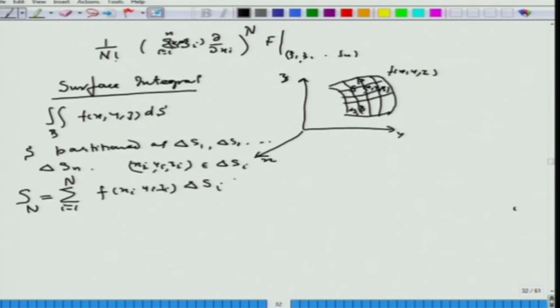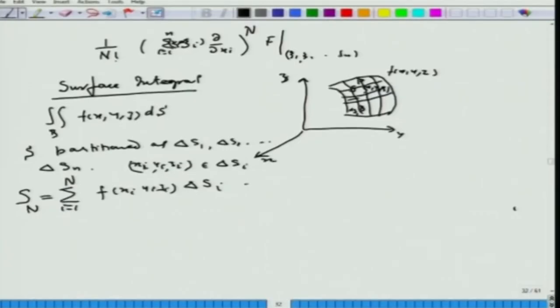Now, here these surfaces are partitioned into sub surfaces in such a way that the maximum surface area goes to 0. That is what is to be ensured here, so that we do not partition only this and then leave certain other elements. That should not be done. Each element should be partitioned so that its area goes to 0.